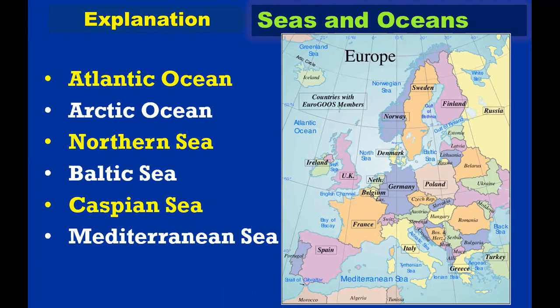Now let us see the seas which are located in Europe. As I told you, in the south we have the Mediterranean Sea. In the same way we have the Black Sea and Caspian Sea. When you come to Sweden and Finland, here you find the Baltic Sea. Again here we find the North Sea. So these are the 5 important seas.